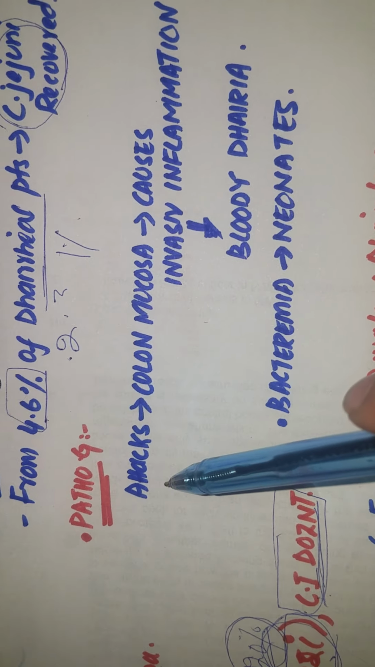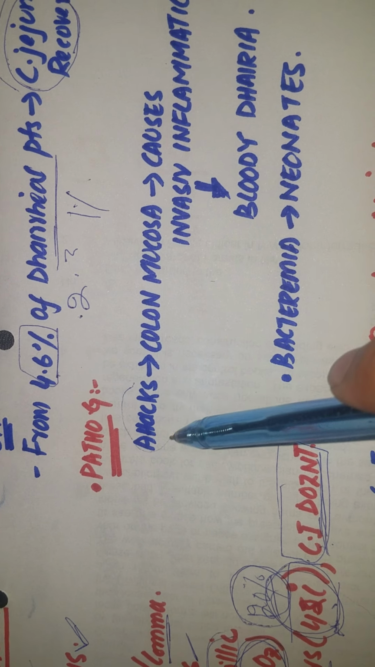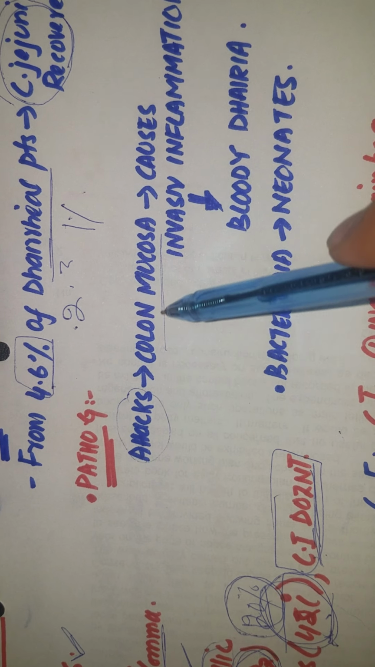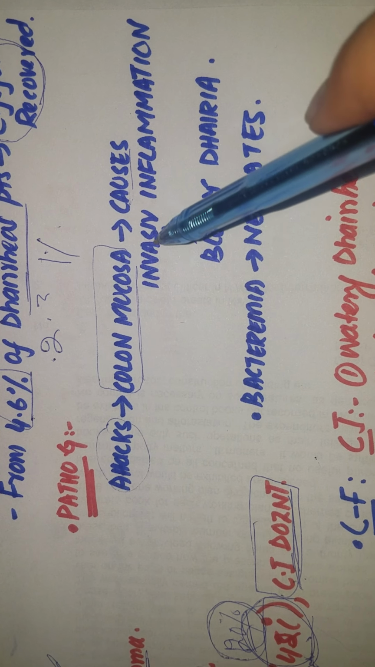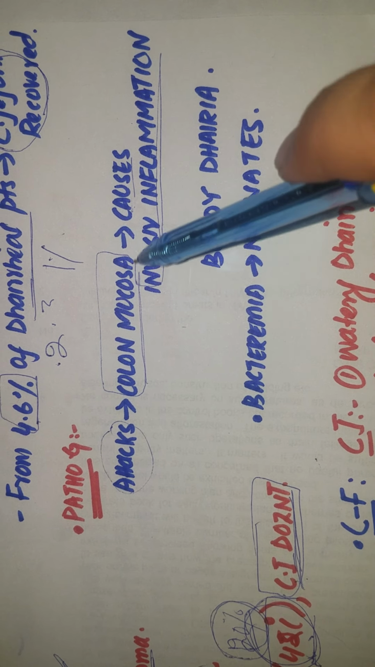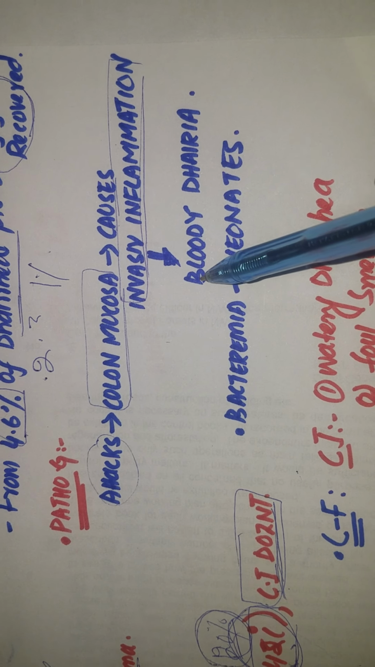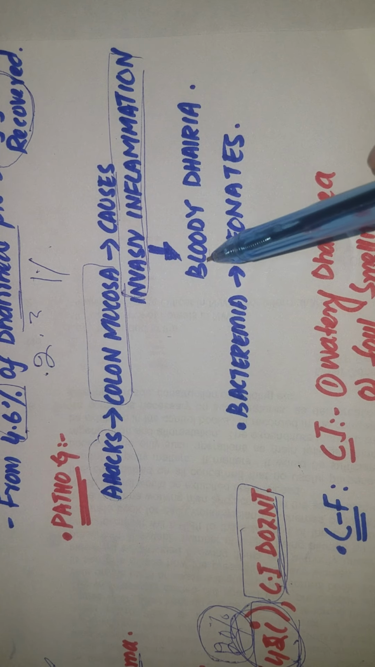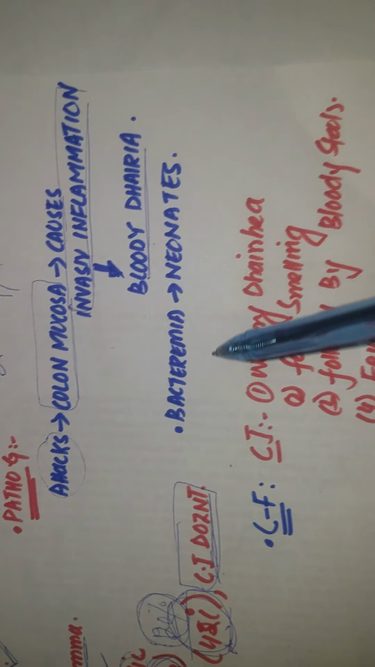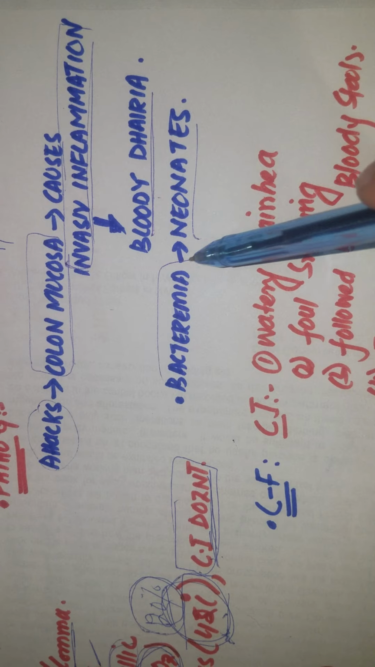Now coming toward the pathogenesis, this organism attacks the colonic mucosa, where it colonizes itself and causes invasive inflammation, unlike the toxigenic organisms, which cause watery diarrhea. It causes bloody diarrhea, and in neonates it causes bacteremia.